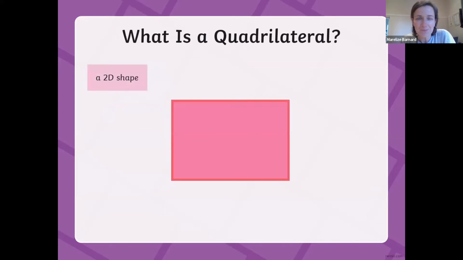Okay, guys. So, first of all, let's just talk a little bit about what a quadrilateral is. Pop in the chat: quadrilateral, what is it? How would you define it? How would you describe it to somebody? Four-sided shape, nice. Four sides, yes. What else? Quadrilaterals, four sides.